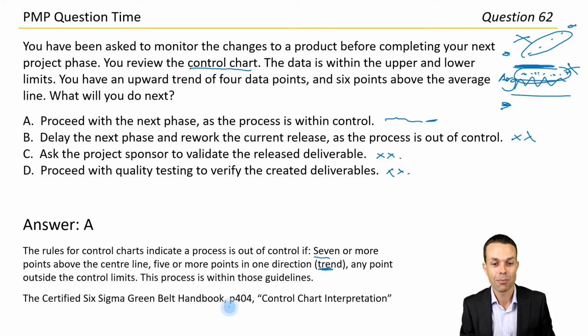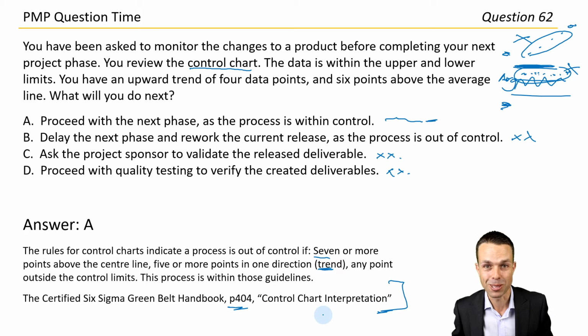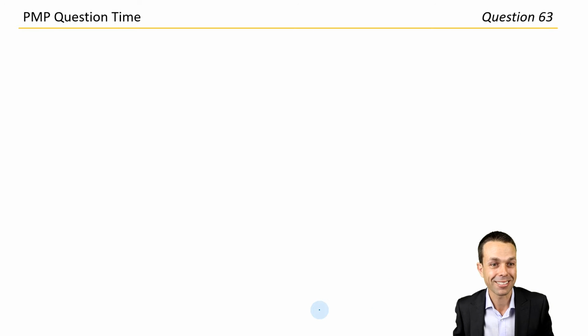We're happy days. Page 404, and this is actually from the Green Belt Handbook, which is a great book on quality control. So statistical quality control, they call it, or process control, SPC. But this is control chart interpretation. Very handy to know if you're working in projects as well. All right, that was a little bit trickier. All right, let's see what we've got next.